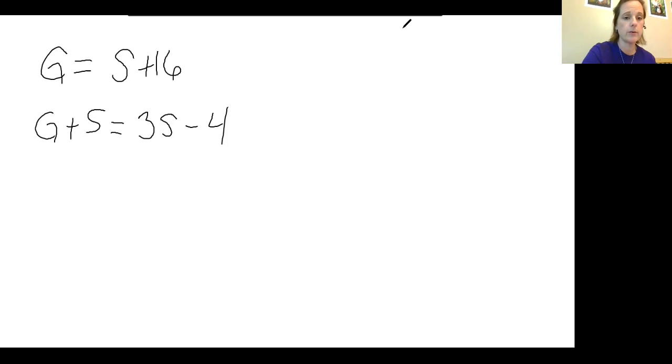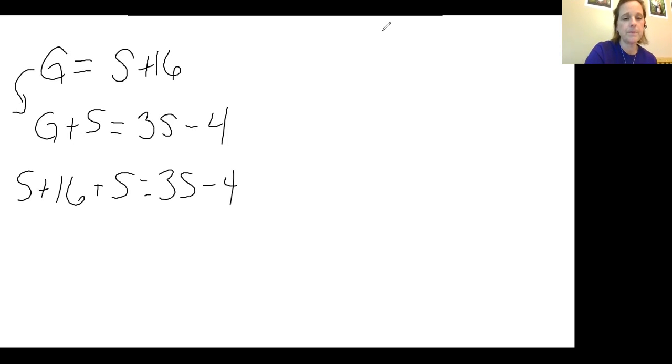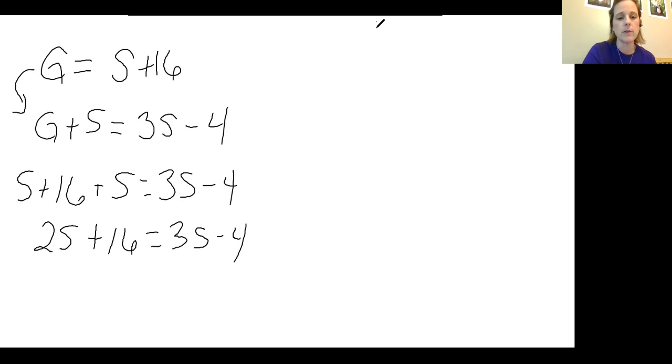We already know what our greater number equals, so let's substitute this one here into here. So we get S plus 16, that's our G value, plus S equals 3S minus 4, right? So that gives us 2 S's on one side. Just write this one out. Plus 16 equals 3 S's on this side minus 4. So I'm going to put all my S's on the right of the equal sign because I want it to stay positive.